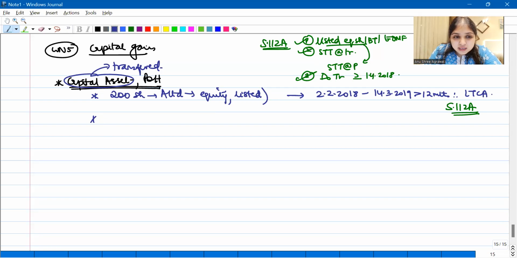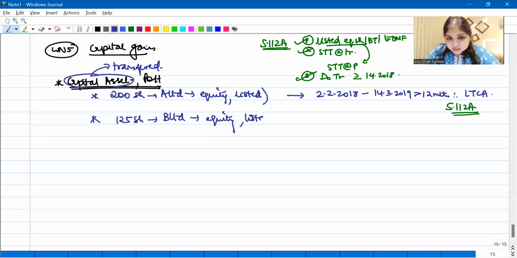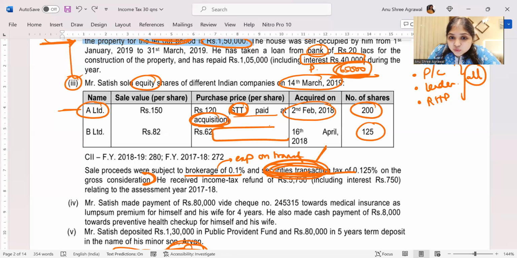Then after this, what else are we selling? We're also selling 125 shares of B Limited. They are also equity shares, but are they listed? When I transferred, did I pay STT? Yes, I paid STT, so they are listed. When I purchased, did you notice this?